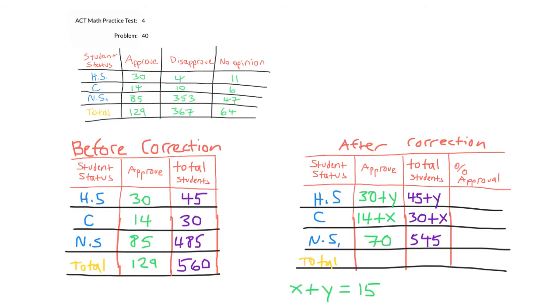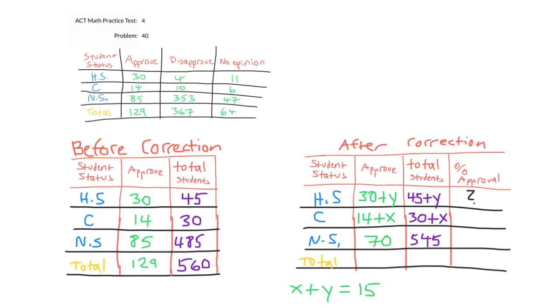And at the end of the day, they want, to the nearest 1%, what percent of high school students replied that they approve. So we're really interested in this percent approval here. That's ultimately what we're trying to find. They give us a clue because after the correction, exactly 60% of the college students replied that they approve. So in other words, whatever this number turns out to be, I mean, obviously we don't know what x is, but whatever this number is, that's 60% of the total college students.